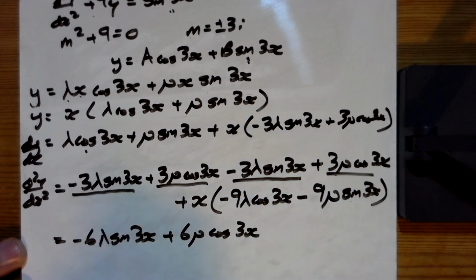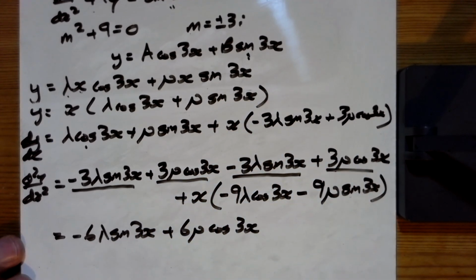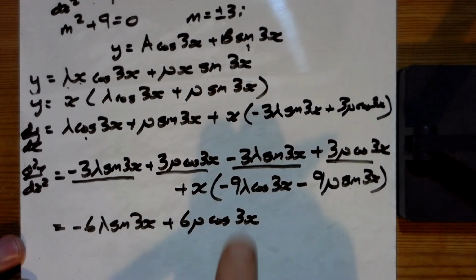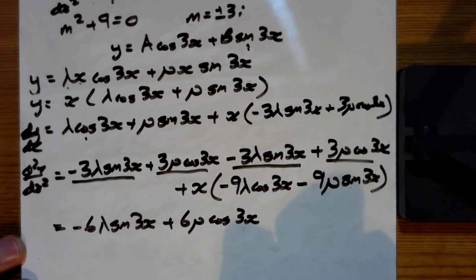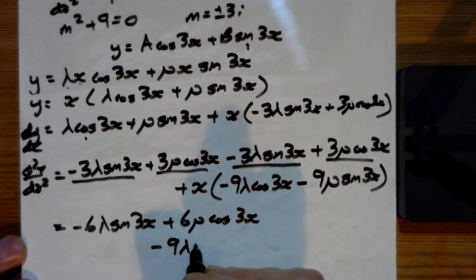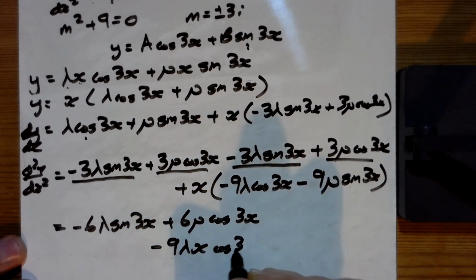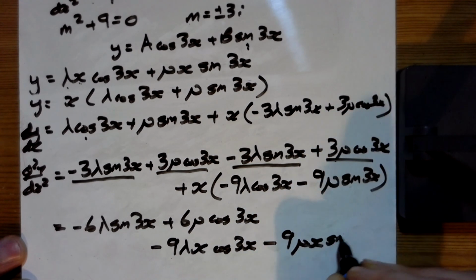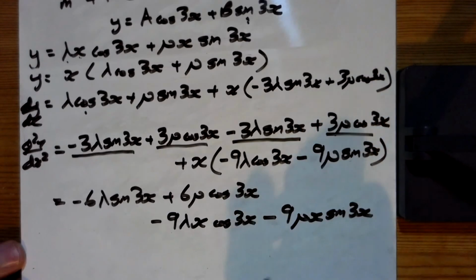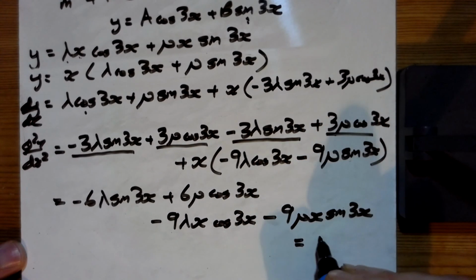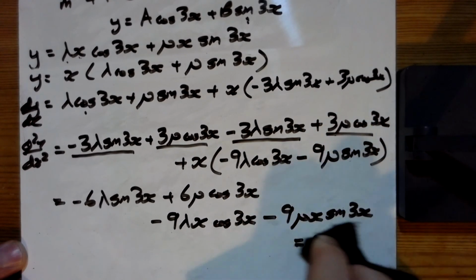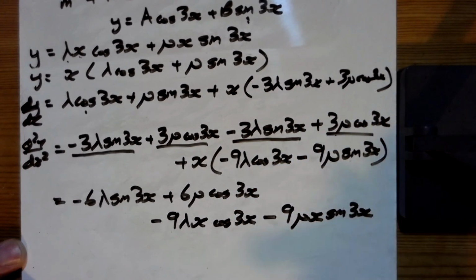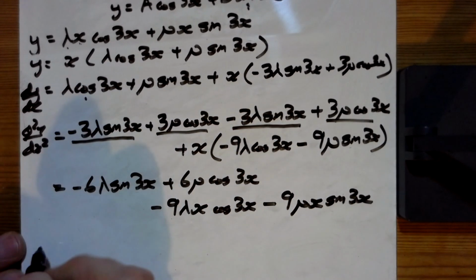I say I'm convinced because on the Solution Bank they cancel out, and so I'm convinced that's positive now then. And then we've got minus 9 lambda x cos 3x and minus 9 mu x sine 3x. Now we want this to equal, no, that's what the second derivative is. Right, so there's your second derivative.